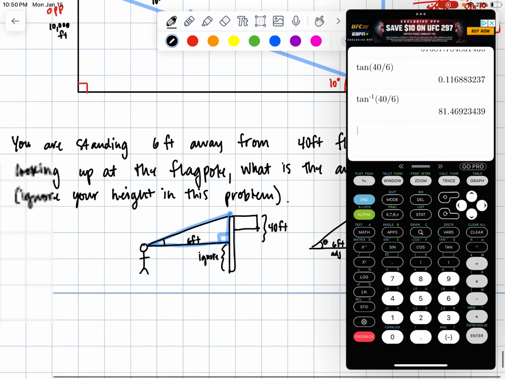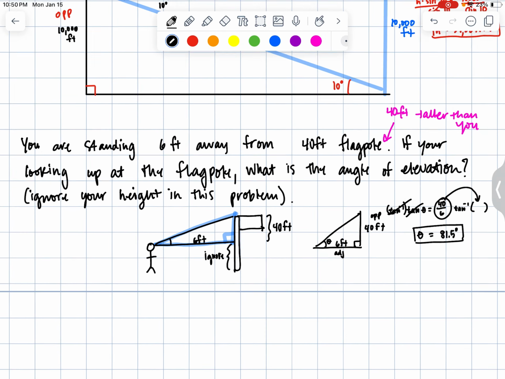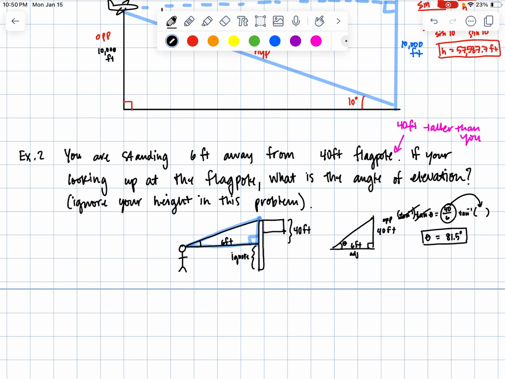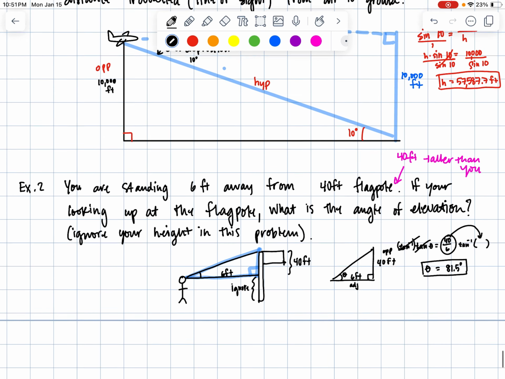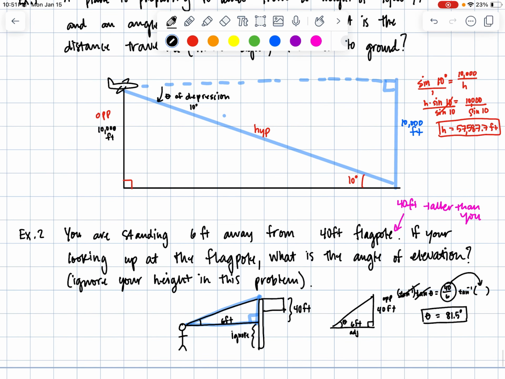All right. So those are the only two practice problems I have for the day. If you have any questions, please ask, and just be ready to get to work on a whole bunch of applications for these types of trig problems, whether it's solving for a side or solving for an angle.